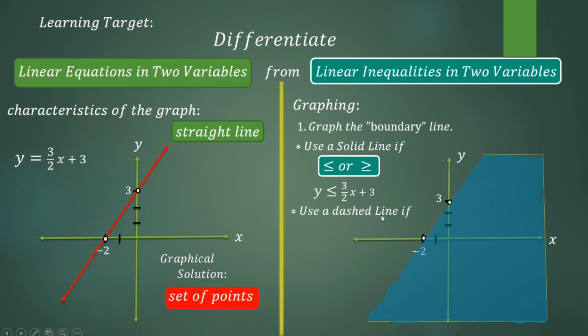Another, we must consider using a dash line kung less than or greater than. For example, y is less than 3 over 2x plus 3. To draw the dash line or the broken line, ibig sabihin ng bawat point niyan ay hindi solution, that's not satisfied with the linear inequality. So ang sagot lang dito is the shaded region. Yan ang ating solution.